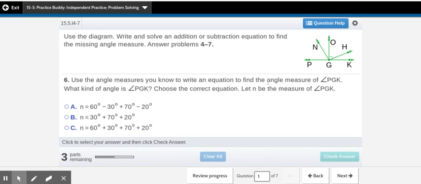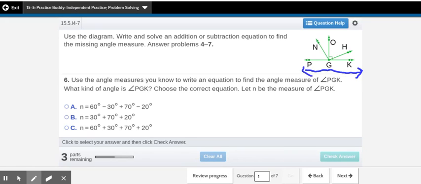Moving on. All right, the next part of our question says, use the angle measures you know to write an equation to find the angle measure of PGK. What kind of angle is PGK? Choose the correct equation. Let n be the measure of PGK. Now, I'm going to draw this out just so that we can see, but PGK is right here, and it looks to me like a straight line.